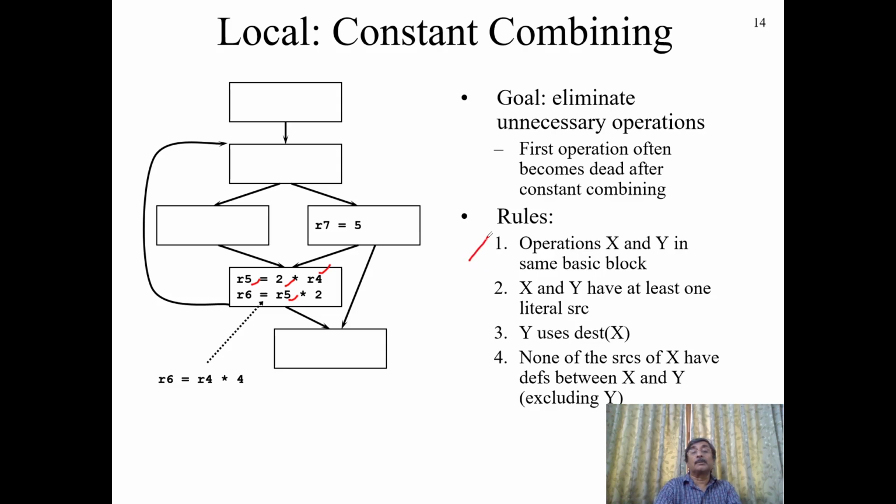If all these conditions are satisfied, then you can fire that rule. The rule is you combine these two statements and get R6 equal to R4 into 2. So constant folding and constant combining are about constants. Constant combining is basically using the constant in a sequence of instructions in a basic block. All these local optimizations are applied on one basic block. They will not be applied on multiple basic blocks together.